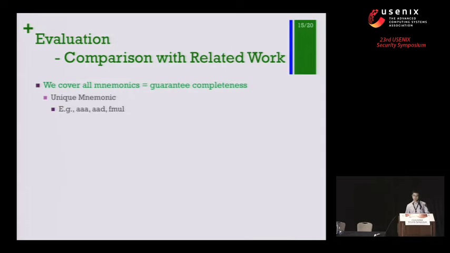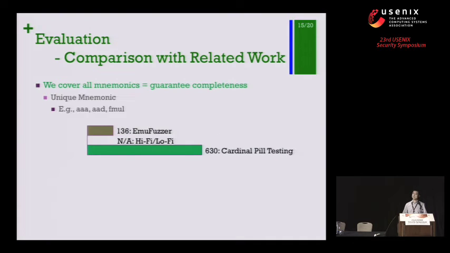We also compare the unique mnemonics. ME-fuzzer finds less than 200 unique mnemonics. But in our method, we find more than 600 different mnemonics, which is almost 4 times.